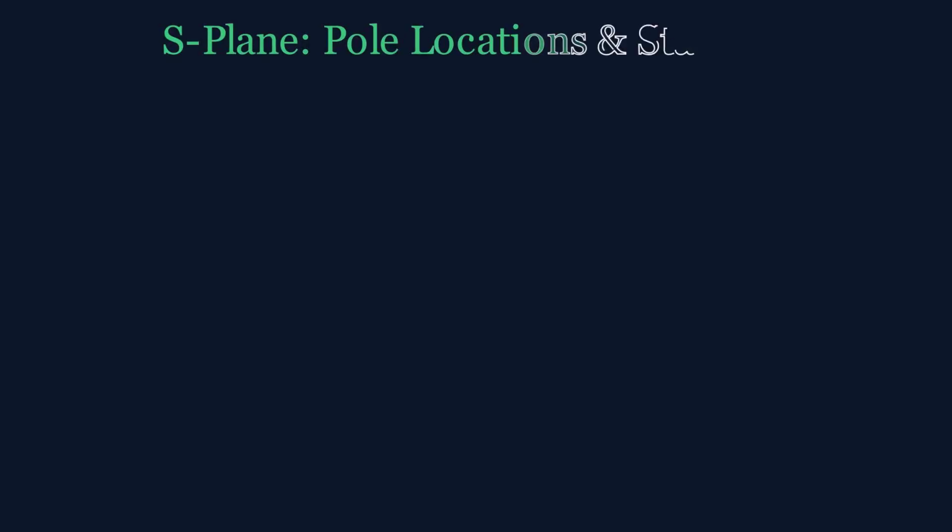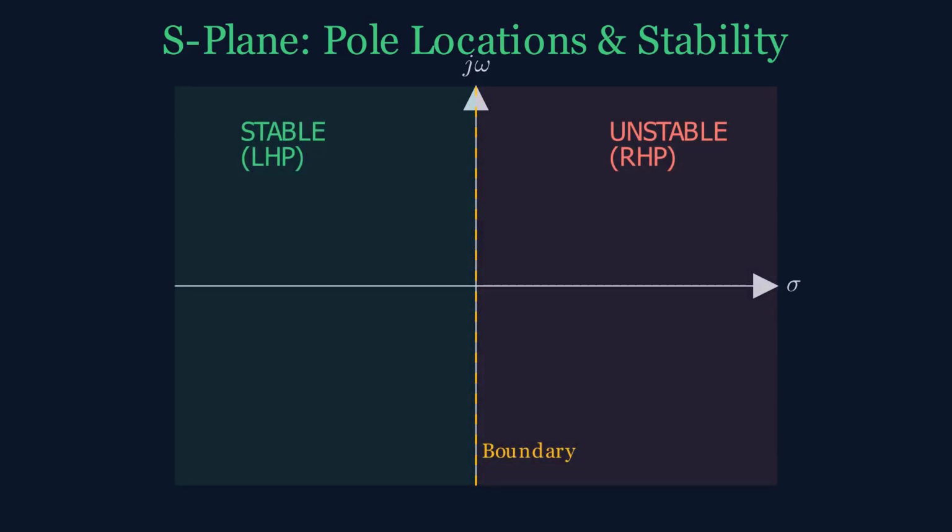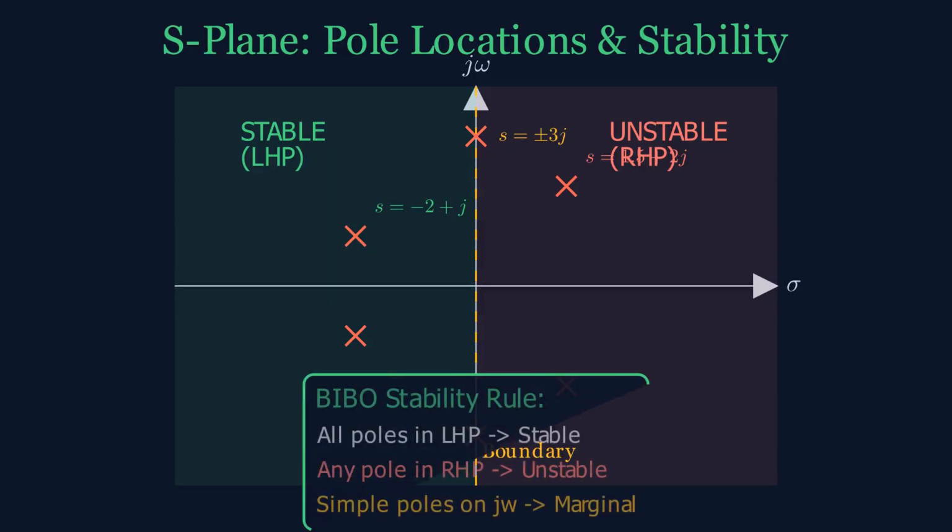The S-plane is divided into regions by the imaginary axis. The left half plane, where the real part of s is negative, is the stable region. Poles here produce responses that decay to zero over time. The right half plane, where the real part is positive, is the unstable region. Poles here produce responses that grow without bound. The imaginary axis, where the real part is zero, is the boundary. Simple poles on the imaginary axis produce marginally stable responses, constant oscillations that neither grow nor decay.